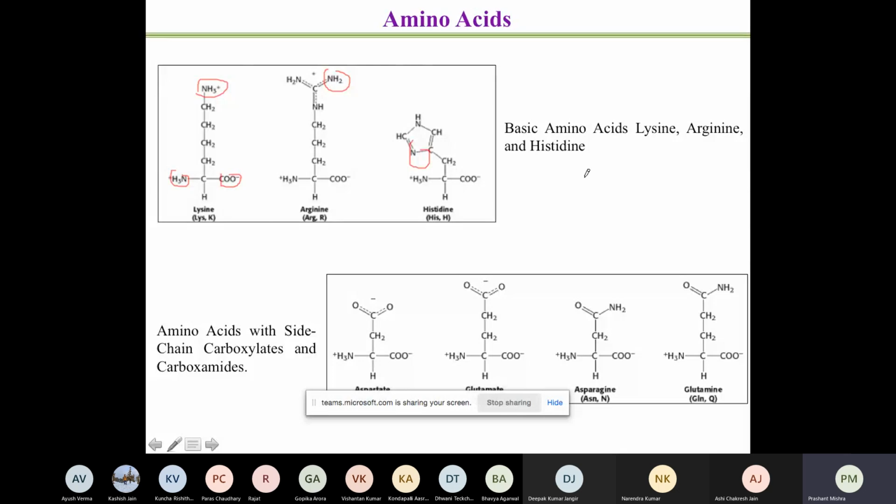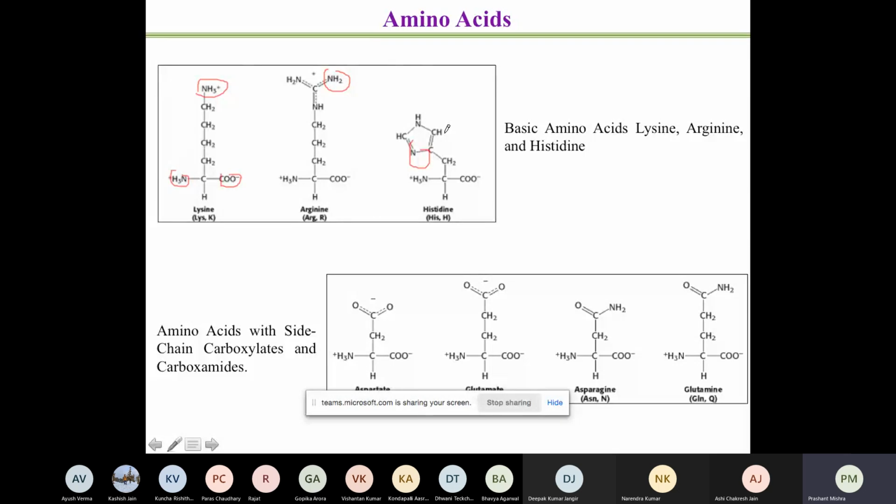One is lysine, arginine, and histidine. What you find is that here the chain is also relatively longer, and they will have one additional amino group or one additional positive charge on the amino acid. This histidine is the one which we will discuss later on.